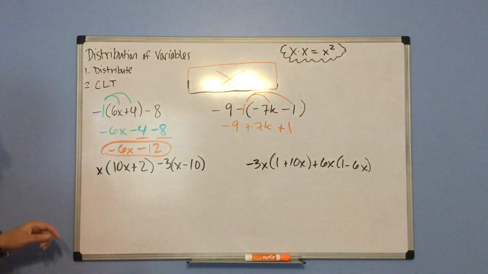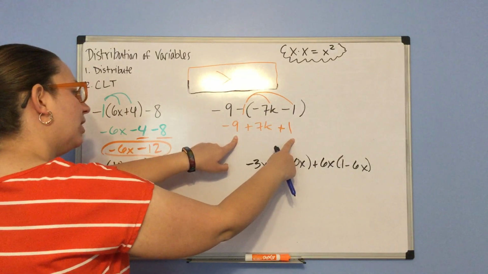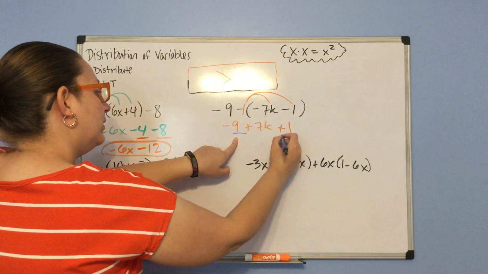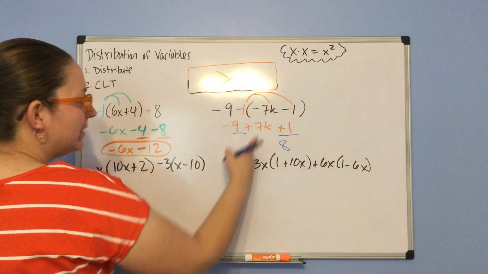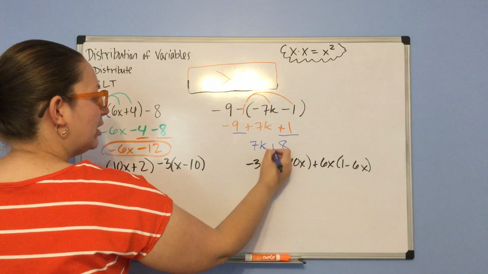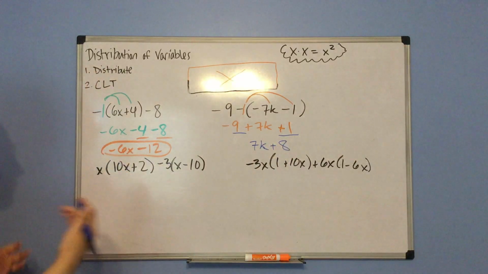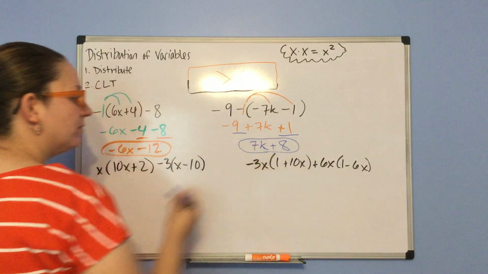Looking for like terms. My two like terms are the two number terms, sort of like the last problem. -9 plus 1 is 8. 7k stays the same. Since that is a positive 8, we need to put a +8 in front of it. We always need some sort of sign in between our terms. There's your final answer.